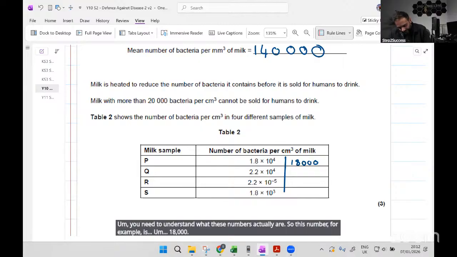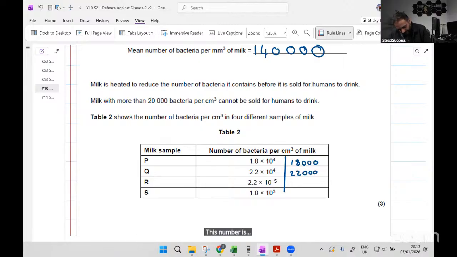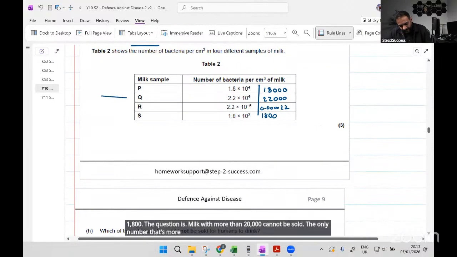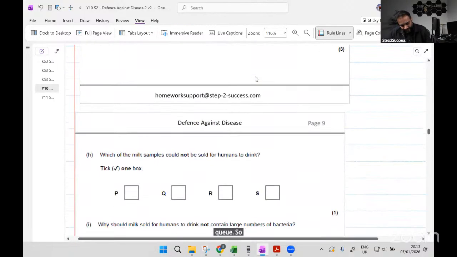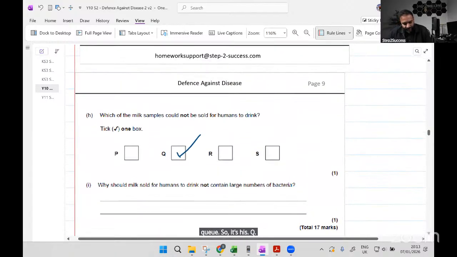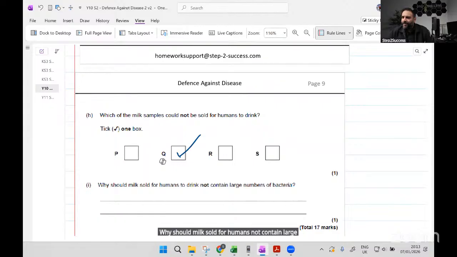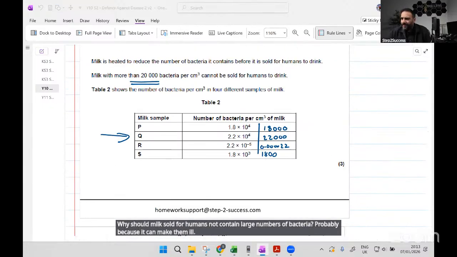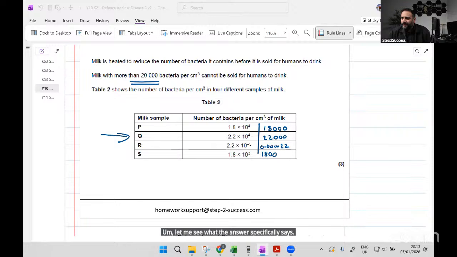18,000. This number is 22,000. This number is like 0.00022 or something. This number is 1,800. The question is, milk with more than 20,000 cannot be sold. The only number that's more than 20,000 is that Q. So it is Q. Why should milk sold for humans not contain large numbers of bacteria? Probably because it can make them ill. Let's see what the answer specifically says. Yeah, it could make humans ill. That's the answer.